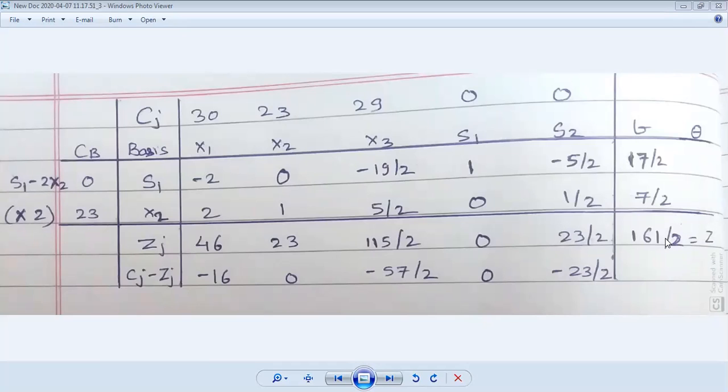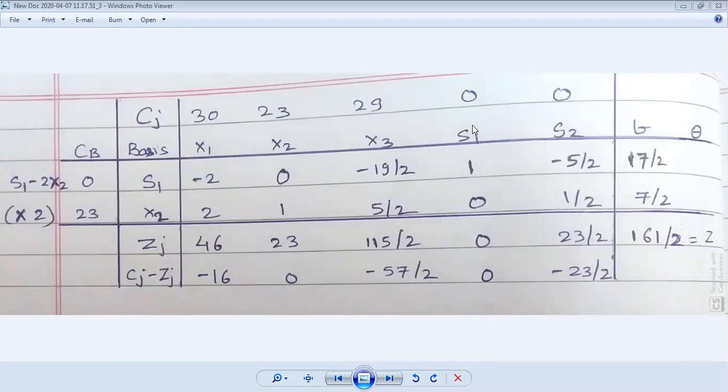In case of a minimization function, you just try to determine the value of Cj minus Zj. It should be the most negative value, and the stopping condition will be all values should be greater than or equal to 0. When you get all the values 0 or positive, then that becomes your stopping condition in case of minimization. Is it fine?